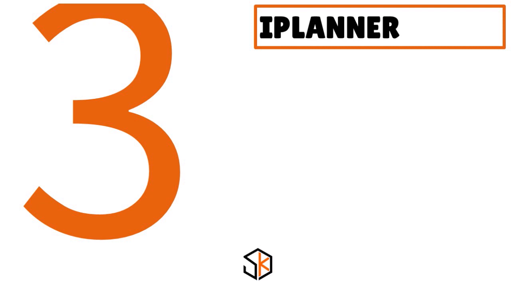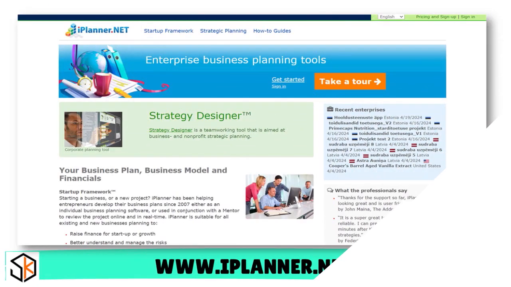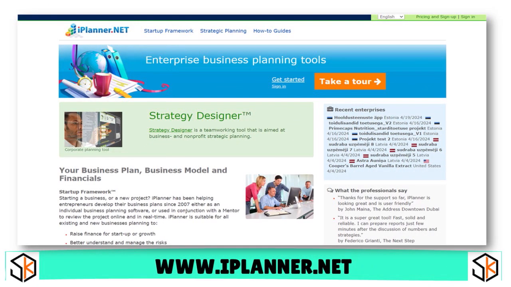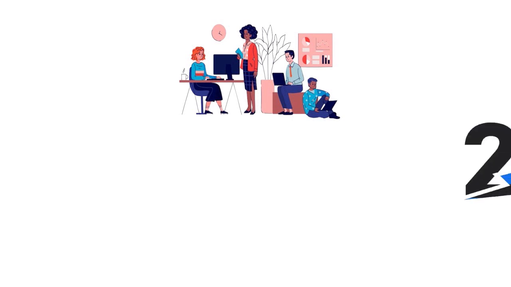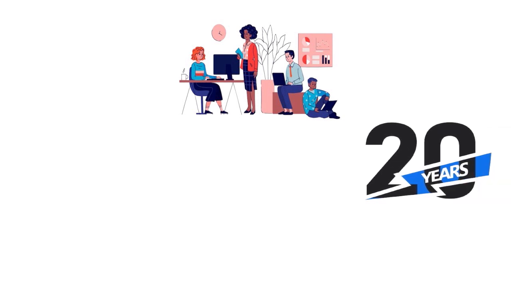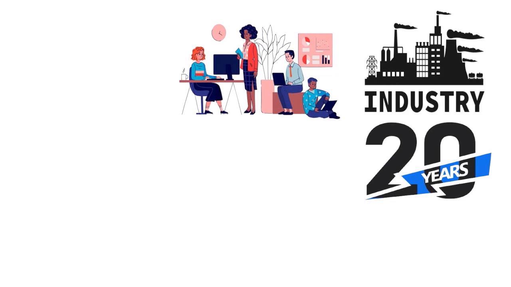I want to talk to you now about iPlanner. When we talk about iPlanner, what should you be thinking about? Well, we love the fact that iPlanner has been in business since 2007. If you were to compare that to Business Sorter, which has been in business since 2015. So when you think about iPlanner, think about a tool that's been here for nearly 20 years. You can say that they have a solid amount of industry knowledge and experience.